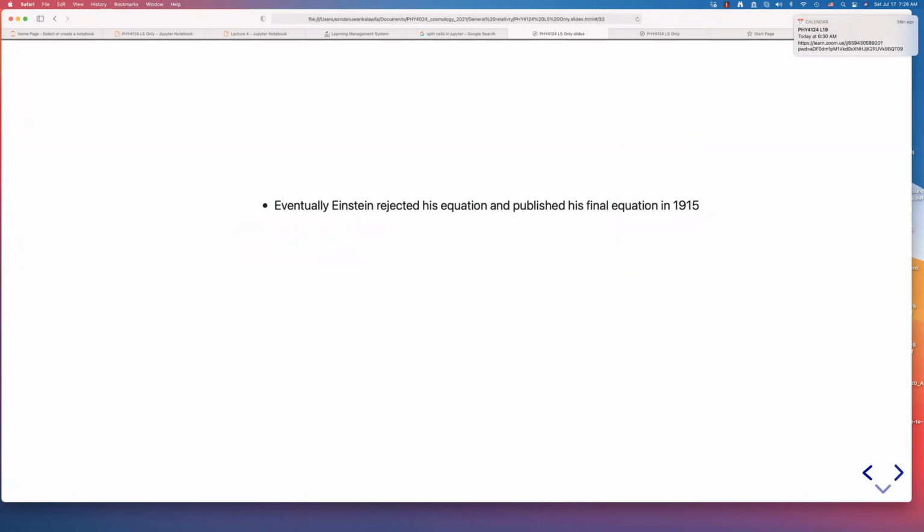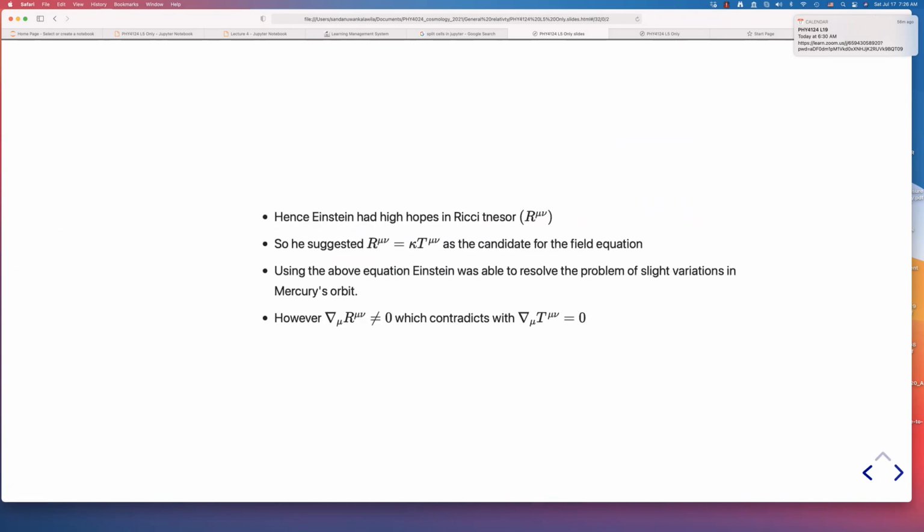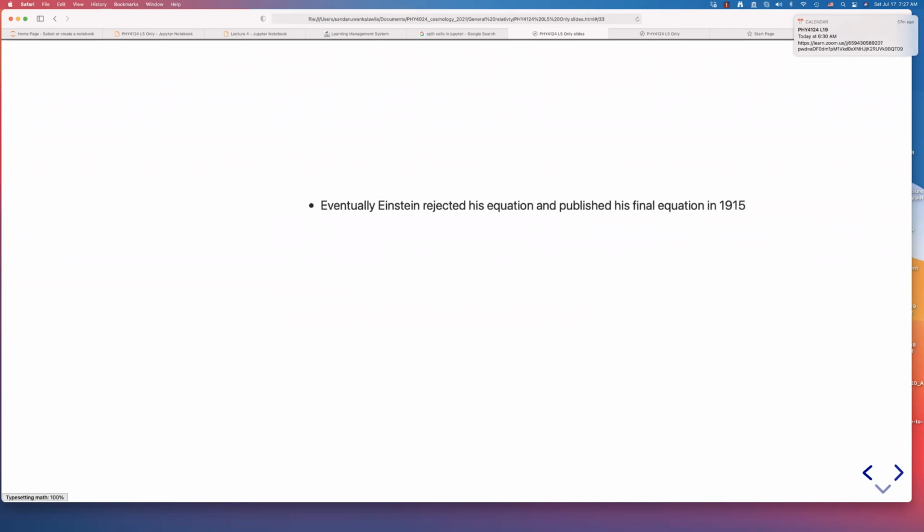Okay, so what I was explaining here is, Einstein had this equation which relates the Ricci tensor with the energy momentum tensor, and eventually what Einstein did was he had to remove that equation as well, because when you take these covariant derivatives, they don't match up, right? And then he rejected that equation and came up with the new equation, which is the final one in 1915.